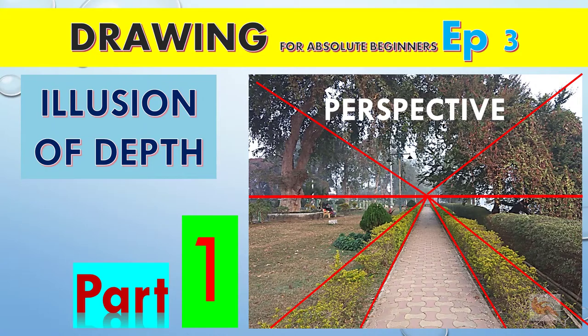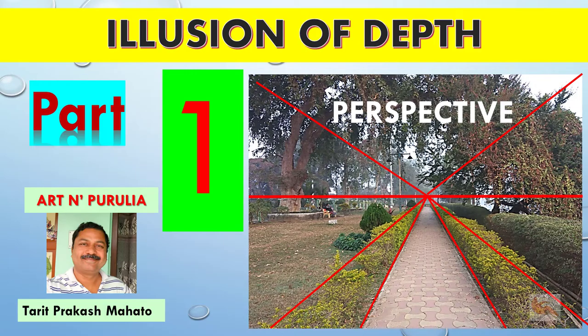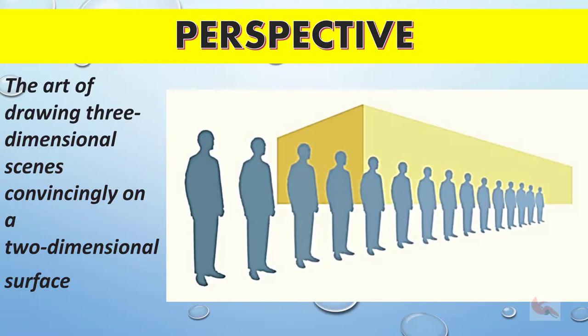This is the third video of the series Drawing for Absolute Beginners. Today I'll discuss the methods that are used to create illusion of depth or distance in drawing and painting. That is perspective. Perspective is the art of drawing three-dimensional scenes convincingly on a two-dimensional surface.